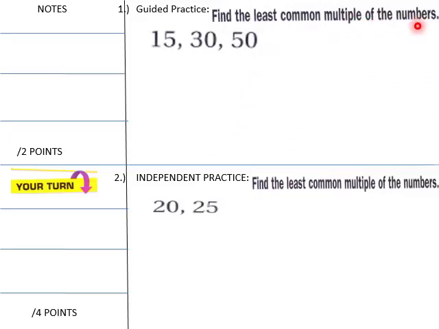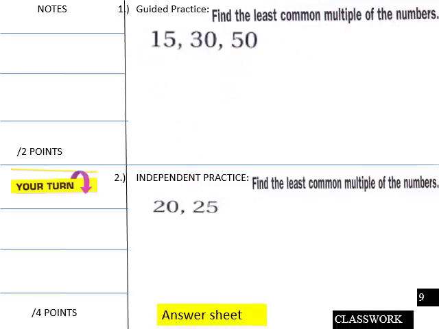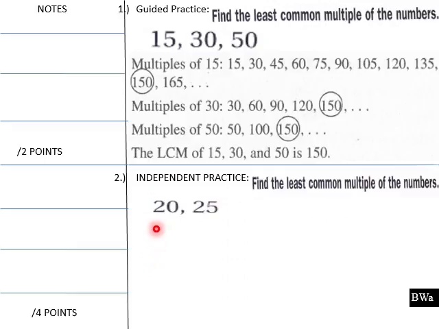So find the least common multiple of the numbers. Same thing down here: the least common multiple of 15, 30, and 50. So I've got a practice here. The multiples of 15 are here. Multiples of 30 are here. And the multiples of 50 are here. So we have 150 as our LCM here. So the LCM of 15, 30, and 50 is 150.